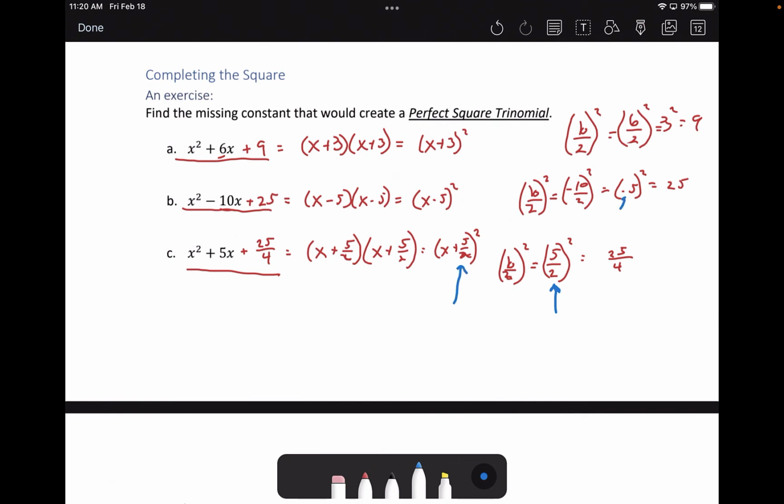Notice -5 here before we squared it is here. 3 before you square it is here. So b over 2 will always end up in our squared version.